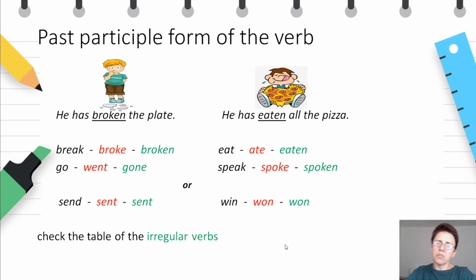However, many common verbs are irregular in English. It means that they change completely. For example, he has broken the plate. He has eaten all the pizza. So, broke becomes broken. Went becomes gone. Ate becomes eaten. Spoke becomes spoken. Or sent remains sent. Won remains won. If you want to learn to use the present perfect, you should learn the irregular verbs. Check the table of the irregular verbs behind your textbooks or any other English grammar book.